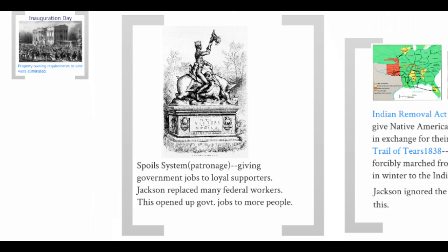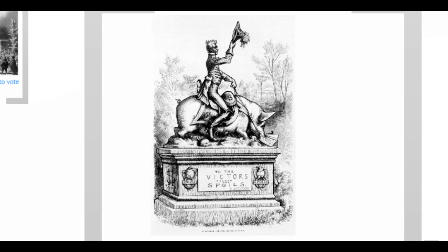Jackson basically, as president, got rid of individuals that had held long-standing government jobs and put his own people into those jobs. This system became known as the spoils system, which comes from the expression "to the victor goes the spoils," which you can see on the cartoon here, which means that the winner gets the fruits of victory, if you will, which in this case for Jackson meant giving government jobs to folks that had helped him get elected.